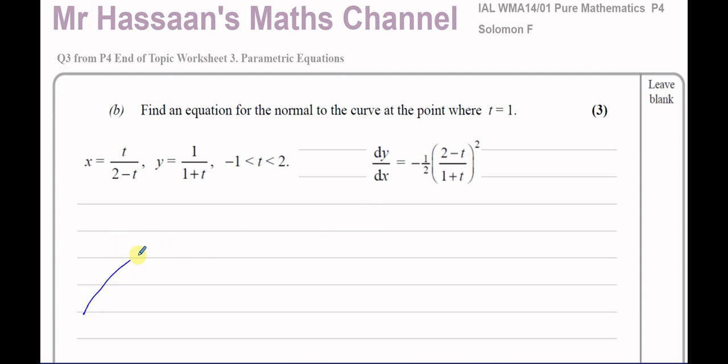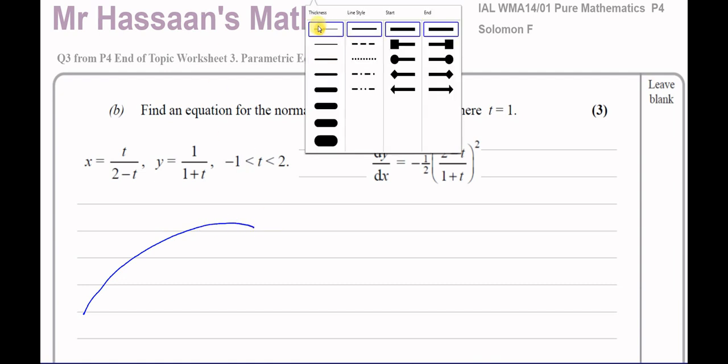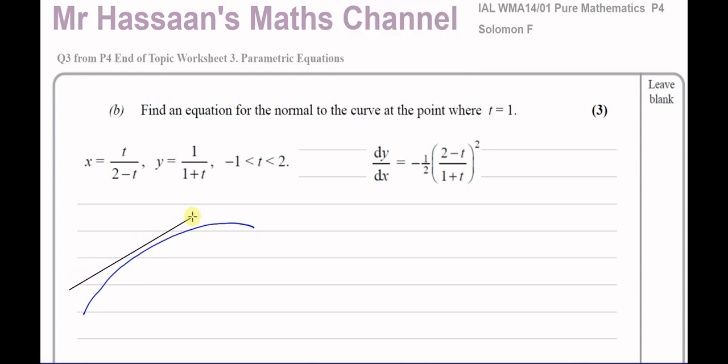Now, I'm just going to draw a random curve shape here. I'm going to draw a straight line. The normal to a curve is a line which is perpendicular to the tangent to the curve. So, for example, if this is the tangent to the curve at the point P, then the normal to the curve at the point P would be a line which cuts the tangent at that same point, but it's at 90 degrees to the tangent. So this would be the tangent, and this would be the normal.